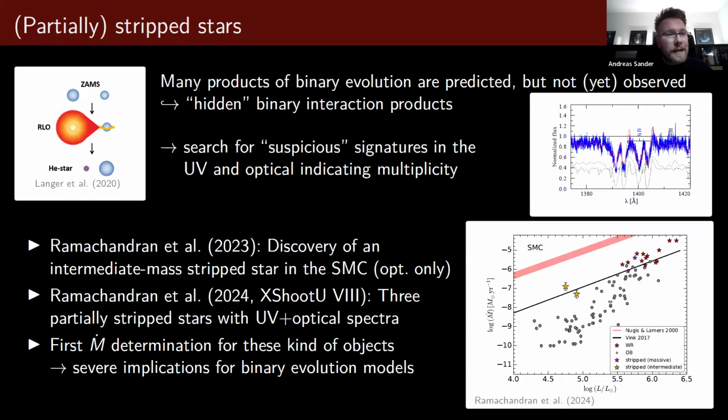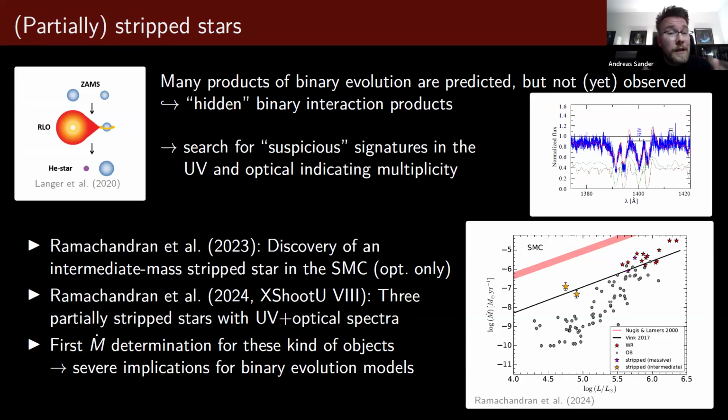More recently, Varsha has published something on stripped stars, so I also wanted to talk about that. So there are many products of binary evolution. I told you in the beginning that this whole system of how stars evolve from this OB star stage to more evolved stages is quite uncertain. And binary evolution predicts a lot of interesting systems that at least a few years ago were basically not yet observed. So there was a lot of discussion, or there still is a lot of discussion, about binary interaction products that are more or less hidden.